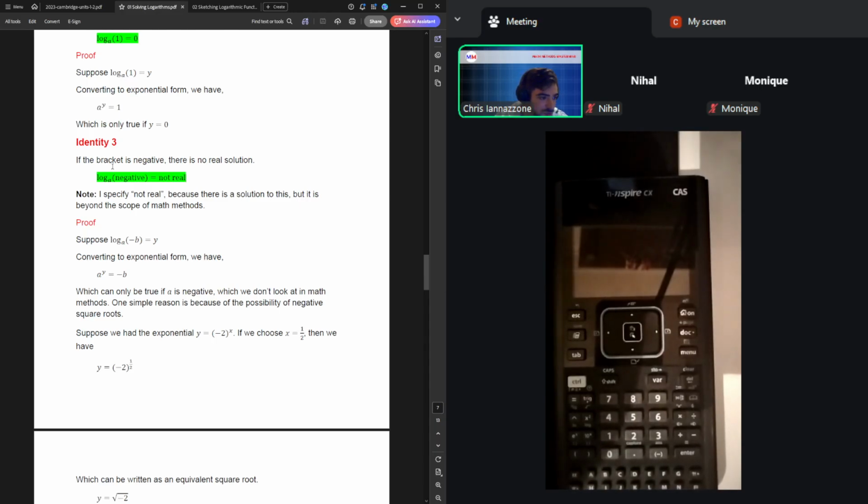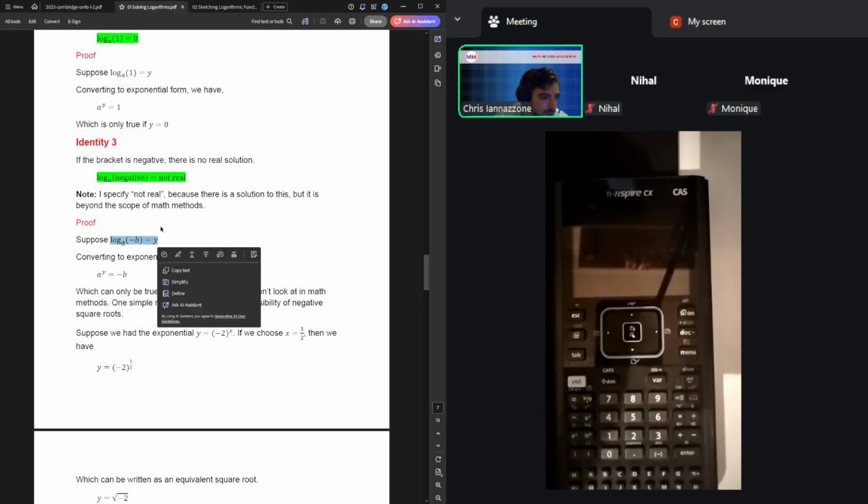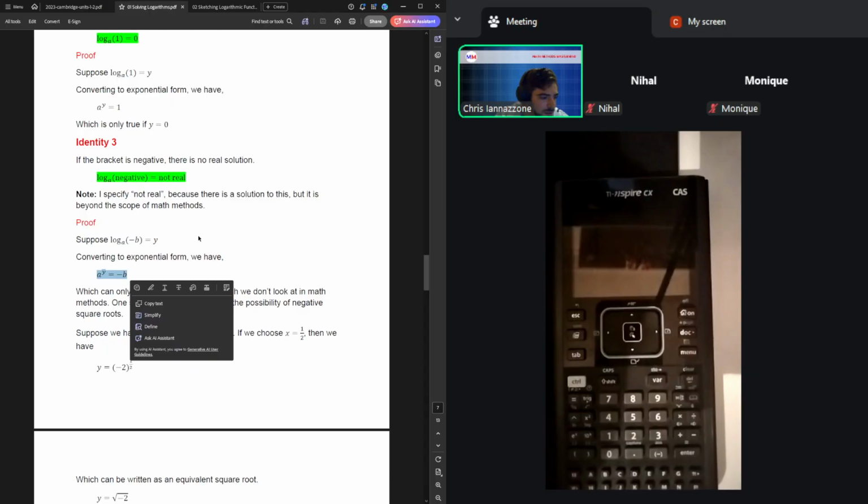As for why it becomes non-real, again, let's have an exploration. Let's assume we have some negative number in there, and I don't know what it is, but we're going to call it y. Flip that to exponential, and we're going to have a think. A to the power of y equals negative b.